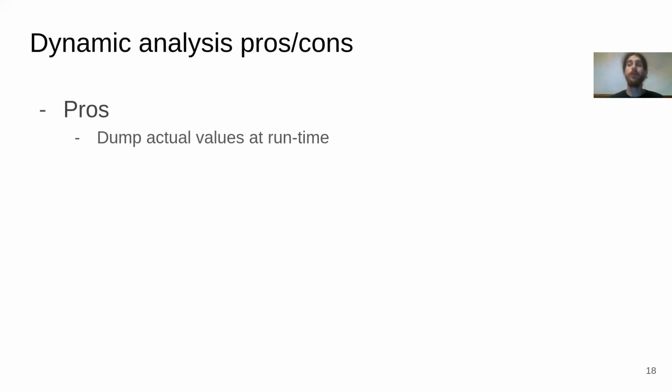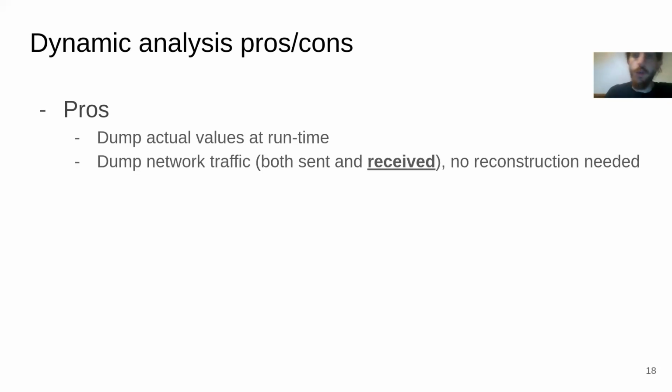You know the deobfuscated value no matter what. You can dump network traffic, both sent and received. For example, if you know there is an app that downloads another stage from the network, maybe you can log what's going on and dump the actual file that is received. And there is no real reconstruction needed in terms of weird things and so forth. If you manage to put some instrumentation at the output of the network request, then you can really get the payload in the clear.